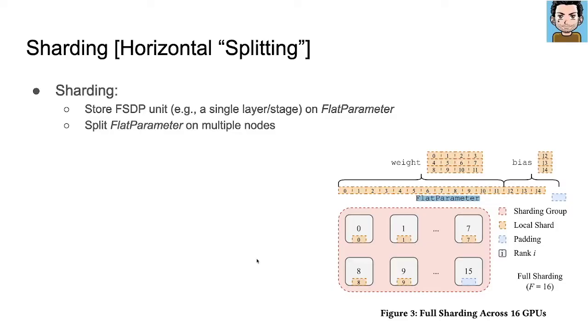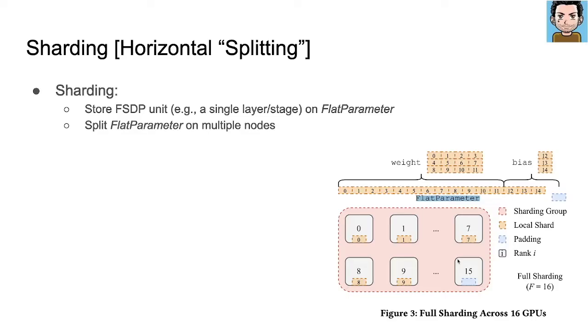After splitting our model into FSDP units, the next step is sharding. Sharding starts by storing the parameters of the FSDP unit into a structure called flat parameter. Then we shard this flat parameter on our GPUs. Basically, each GPU will maintain part of this flat parameter structure. This figure here demonstrates this idea of flat parameter and sharding.